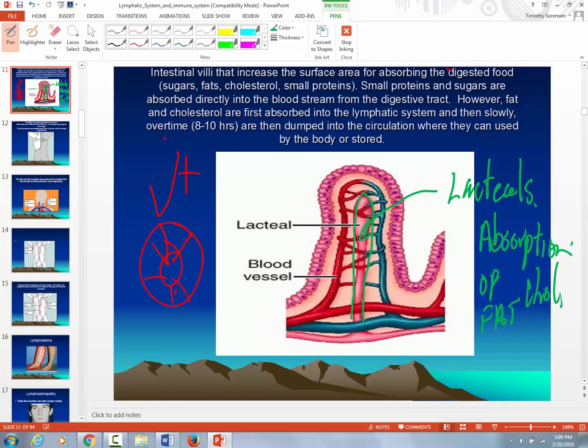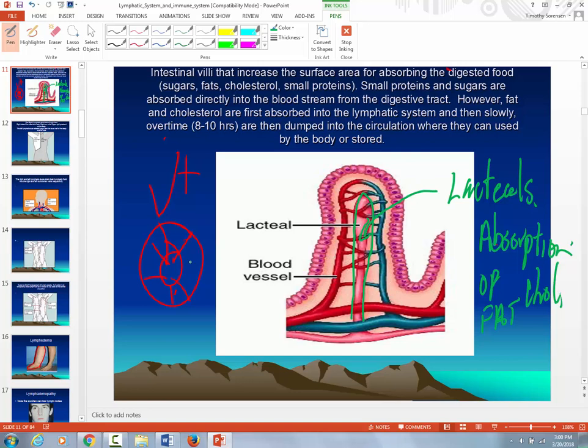So the fat and cholesterol that you ate for lunch will not show up in your bloodstream for 10 to 12 hours. That's why when you want a fasting blood test, you have to fast 12 to 14 hours, because the doctor wants to make sure that the triglyceride and the cholesterol that you ate the night before is cleared out of your bloodstream.